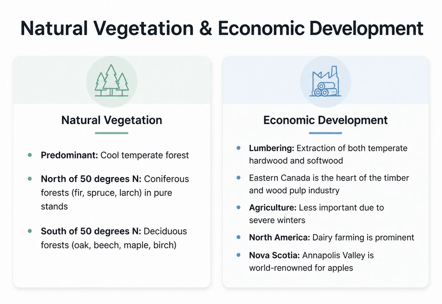Economically, lumbering is massive here. Eastern Canada is the absolute heart of the global timber and wood pulp industry, utilizing the St. Lawrence River for export. Agriculture is somewhat restricted by the long, severe winters, but North American farmers have successfully adapted by focusing on dairy farming, and specific microclimates like the Annapolis Valley in Nova Scotia are world-renowned for apple orchards.